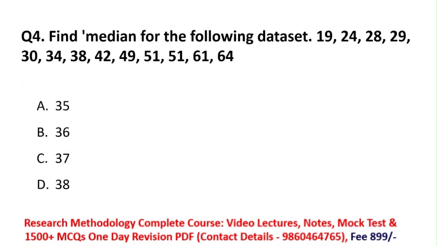Next question. Question 4 is: find median for the following data set: 19, 24, 28, 29, 30, 34, 38, 42, 49, 51, 51, 61, and again 64. The same data set. So here they are asking the value of median. We have seen mode. Mode means the number that occurs the highest number of times in your data set, and median means what? The middle value. Very simple.